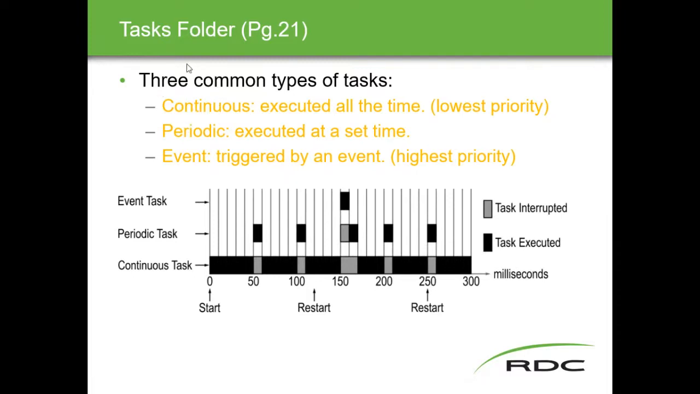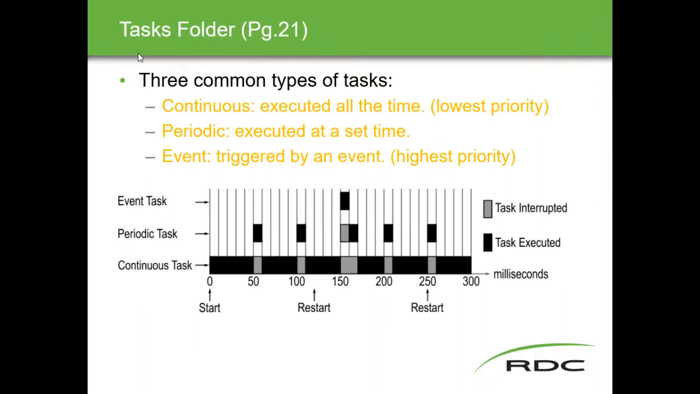A continuous task is executed all the time, so it uses lots of resources, but basically you're cycling through the program continuously every few hundred or thousand milliseconds. This has the lowest priority, but it does execute continuously.